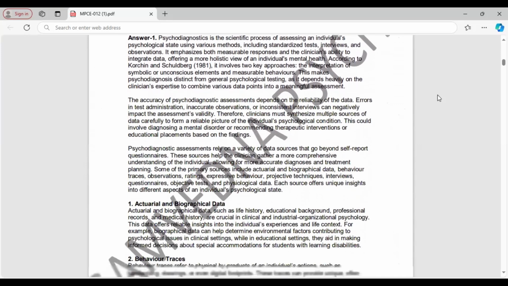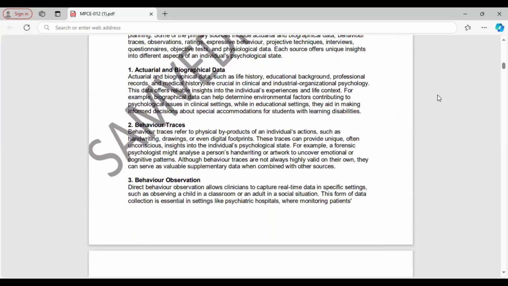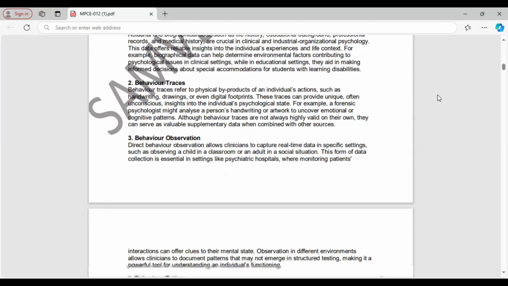Actuarial and biographical data. This includes life history, educational background, and medical records. In clinical settings, it helps identify factors contributing to psychological issues, while in educational settings, it supports decisions like accommodations for learning disabilities. Behavior traces. Behavior traces refer to physical byproducts of actions such as handwriting or digital footprints. They offer insight into unconscious psychological states and serve as supplementary data in clinical or forensic assessments.